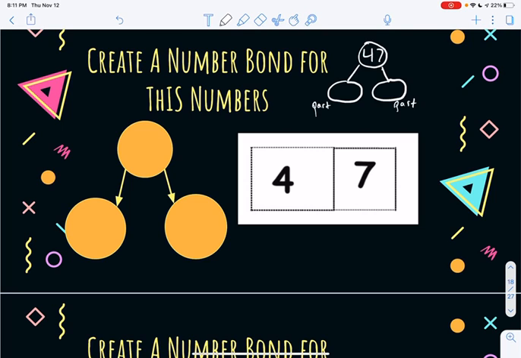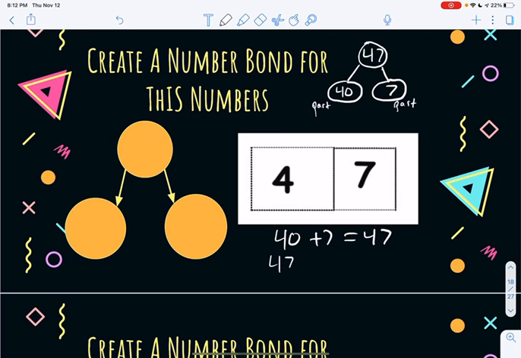Well, Mr. Cannon likes to make things as easy as possible, and I feel like if I just break them up by tens and ones, that would be pretty easy. So let's call one of the parts 40, and the other part 7. Is 40 plus 7 equal to 47? Yes, it is.